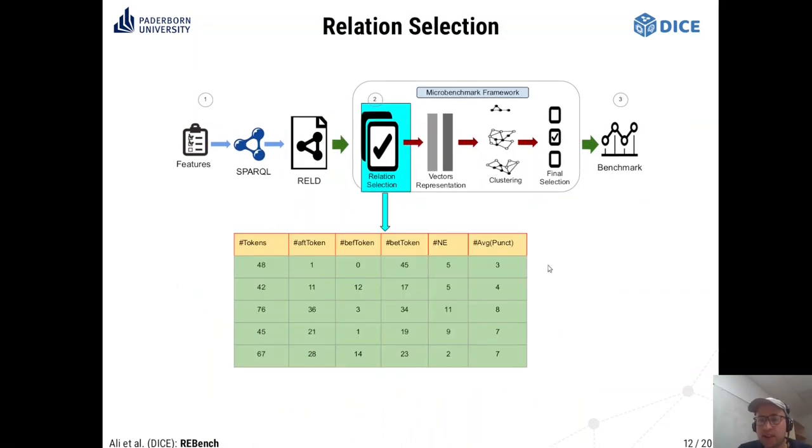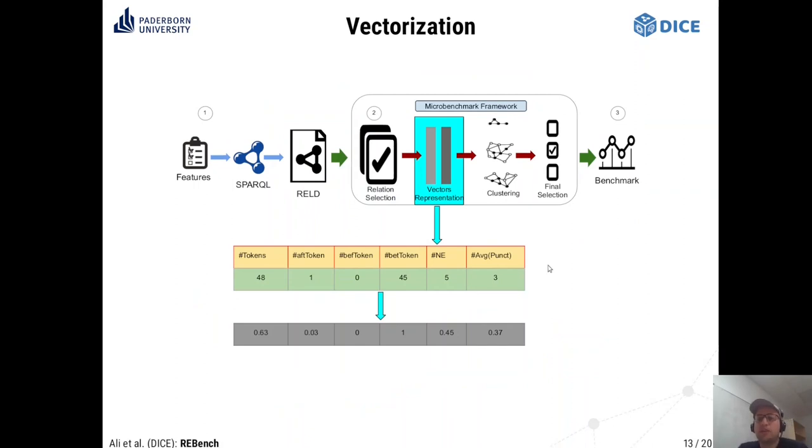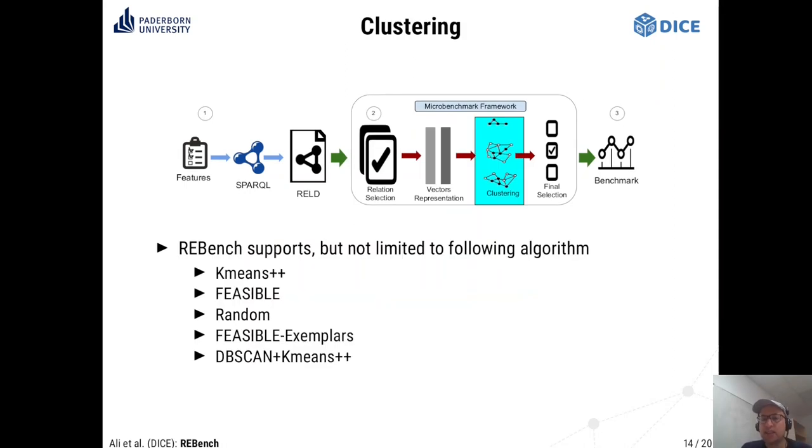In the next step, those selected relations are converted into vector representations. Each row converts into a vector, and then it's normalized by dividing each entry of a column by its maximum value. So then we have a vector representation for each relation. And then in the next step, we cluster them according to state of the art clustering algorithms. REBench supports five state of the art clustering algorithms: k-means plus plus, feasible random, feasible exemplar, DBSCAN plus k-means plus plus, but it is not limited to only those. It can be easily extended to other algorithms also.